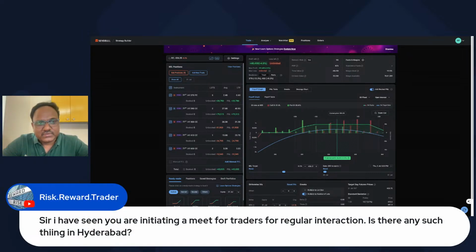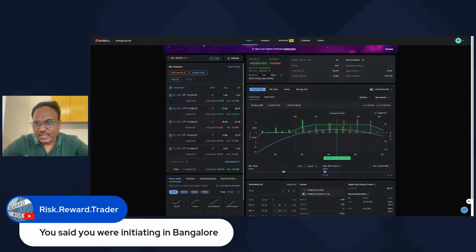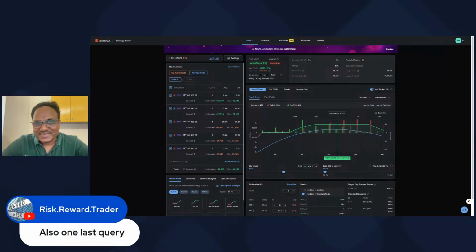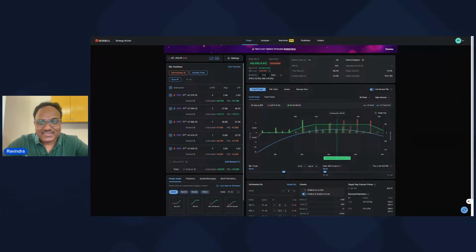Sir, I have seen you initiating a meet for traders, regular interactions. Is there any such? No, I came to Hyderabad only once, back in September last year. I couldn't travel after that. In fact, I traveled during the Christmas time, but then I was a little occupied. Sorry, I did not travel at all after that. That was the last time. But when I come, I'll definitely let you know. You said you were initiating in Bangalore. Yeah, Bangalore, we will definitely meet. We had multiple meetings.